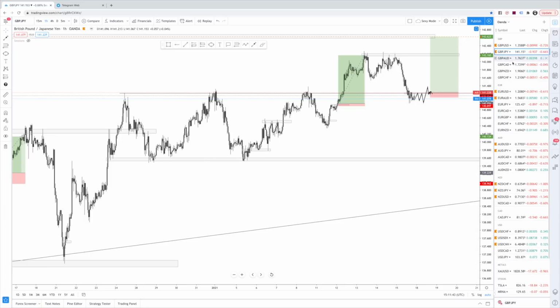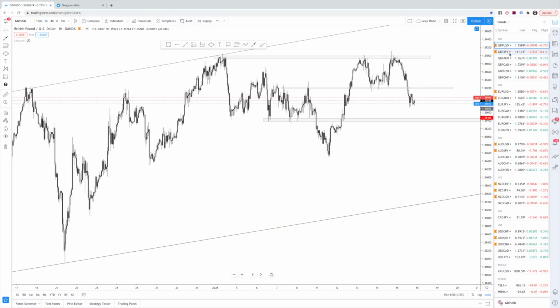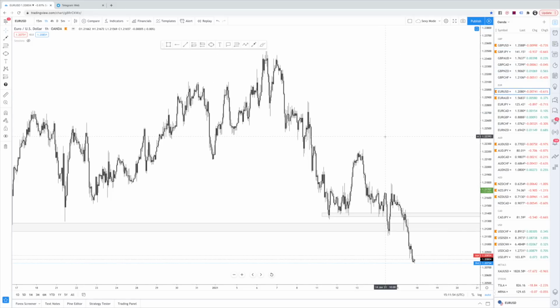I would cover the other GBP pairs, but I'm not a fan of what's going on in the other pairs right now. I don't think anything is as clear as these two GBP pairs. So I'll go ahead and save you the confusion, and I'm not going to be looking at any of these GBP pairs. I'm going to go to Euro USD now.